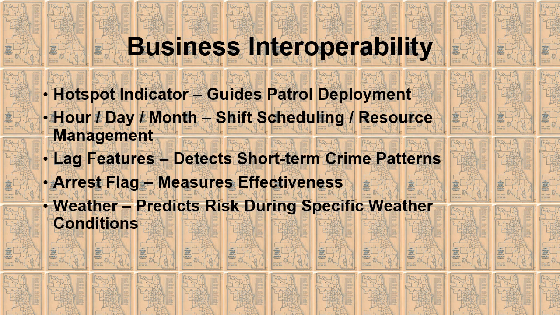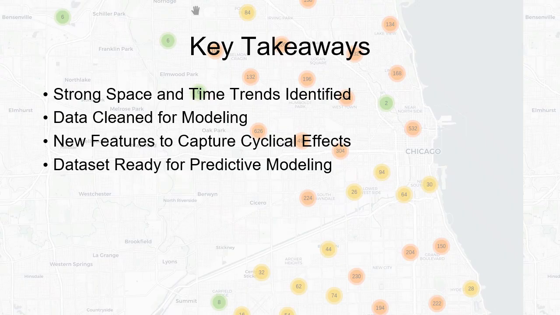Business interpretability. Each engineered feature connects directly to real-world decision-making. The hotspot indicator guides patrol deployment. Hour and day help schedule officers efficiently. Lag features detect short-term escalation in crimes, and weather variables anticipate risk under extreme conditions. This alignment ensures our features are both statistically valuable and operationally useful.